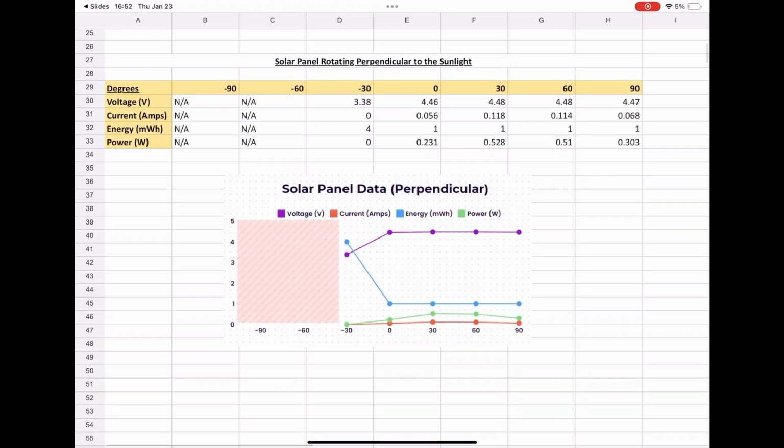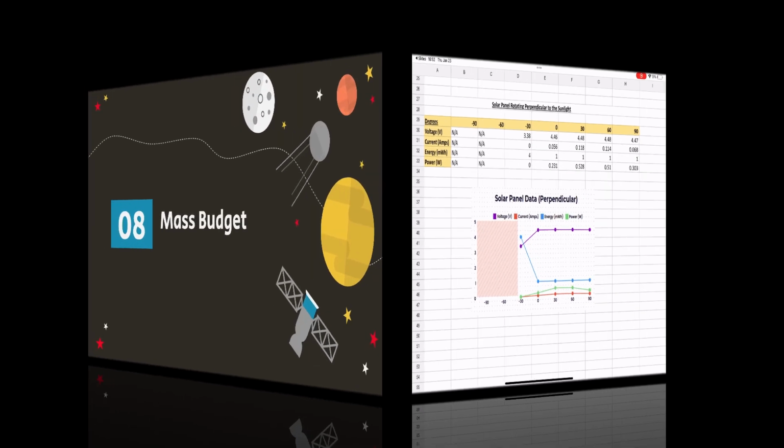And a little different to the one above, here on the bottom we have the table of values for when the solar panel was rotating perpendicular to the sun in this line graph. For -90 and -60 degrees, it wasn't facing the sun at all, so no sun energy was absorbed, which is why there's no data shown on the adapter for these 2 angles.